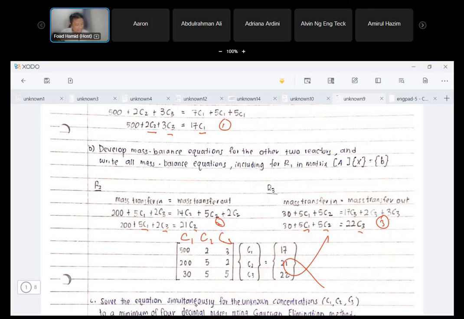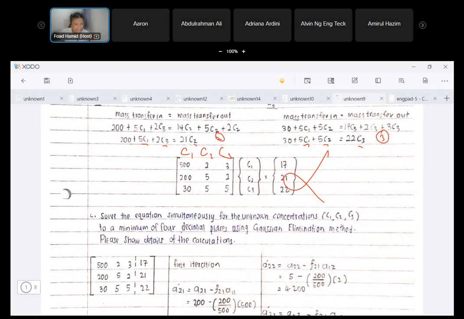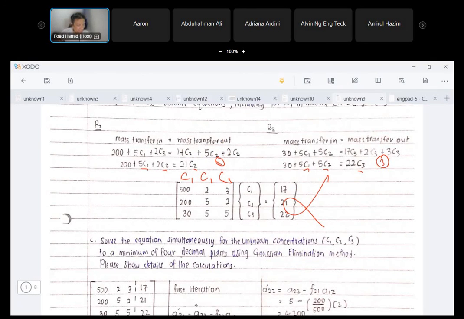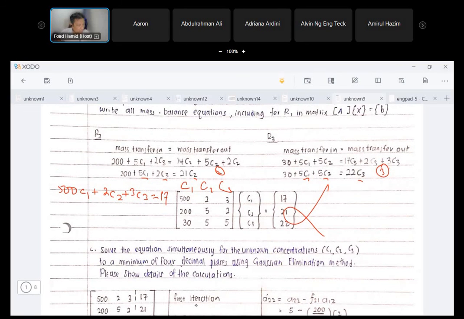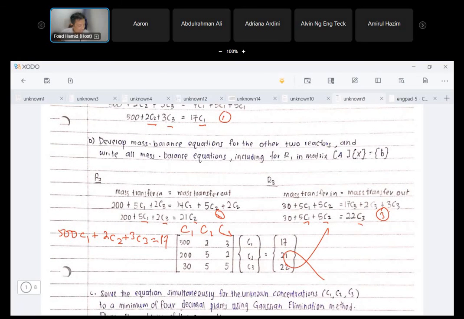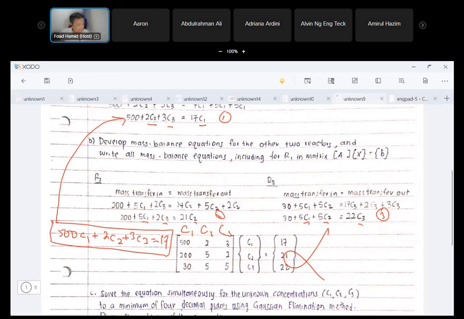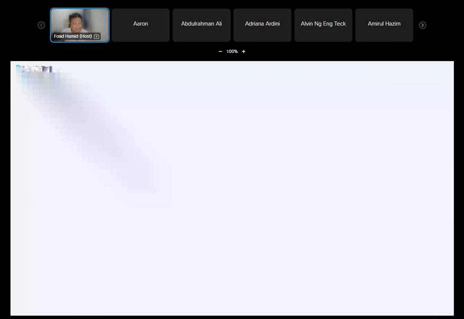I don't know what is wrong here, but we note that if you expand this matrix, you see that this is 500 C1 plus 2C2 plus 3C3 equal to 17. Is this the first equation? Is this the same as this one? No, they are not the same.